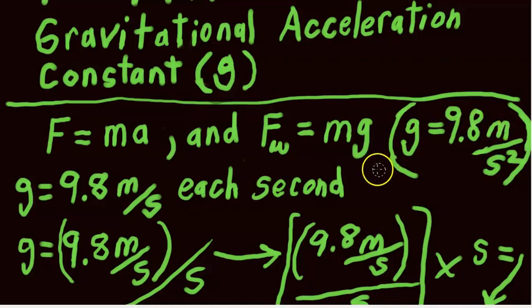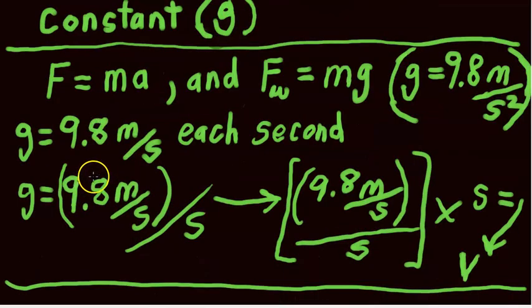Where does all of this come from? Well, g is equal to 9.8 meters per second each second. What I should have written here is that when dealing with an acceleration, you're dealing with a change of velocity. I should have put a little delta in there. A change of 9.8 meters per second. It's changing by that much each second.